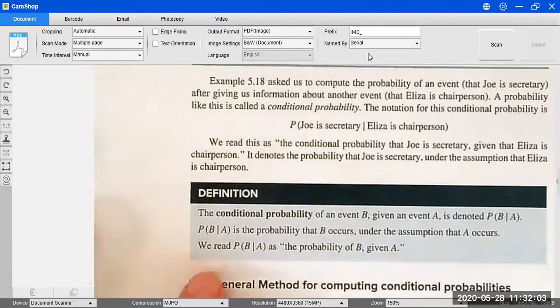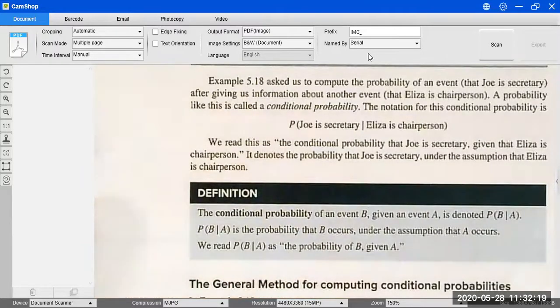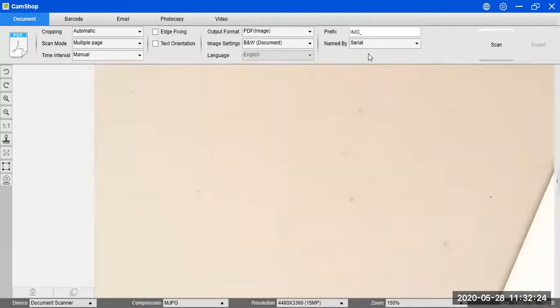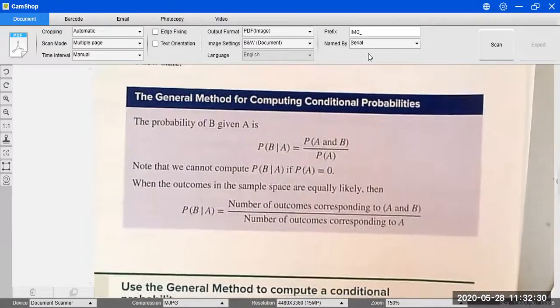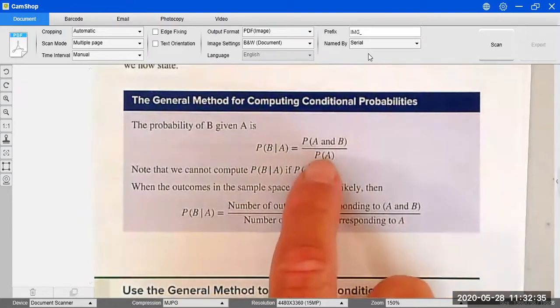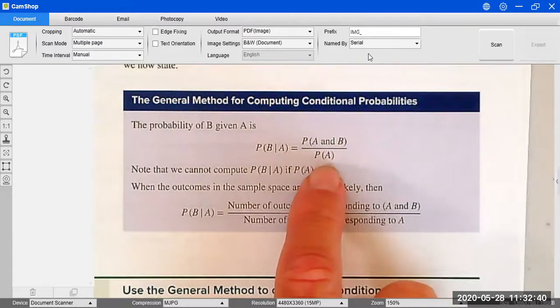So when you have this notation P, then the parenthesis, then the capital B, the vertical bar, the capital A, you have to say the probability of B given A. So that's a conditional probability. And there are formulas to compute the conditional probability. The formula is on page 227. The probability of B given A is just the probability that A and B occur at the same time divided by the probability of A.